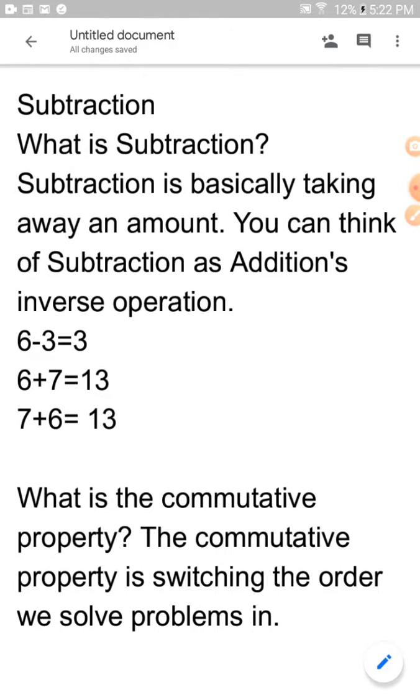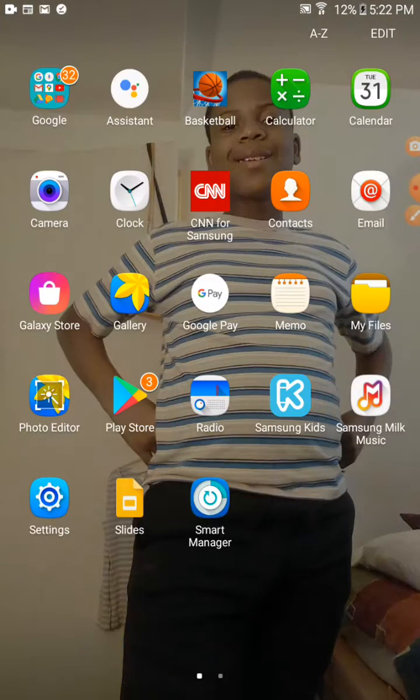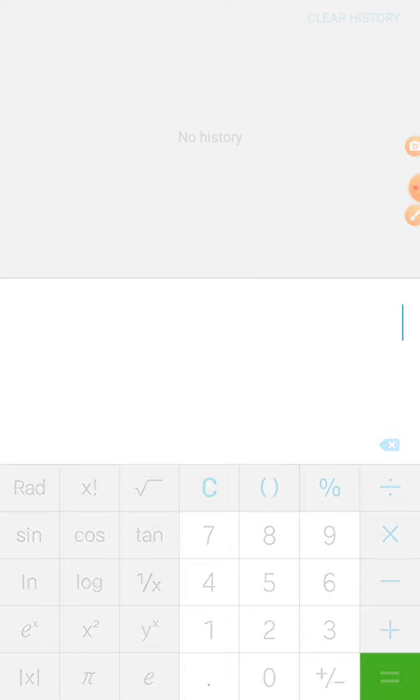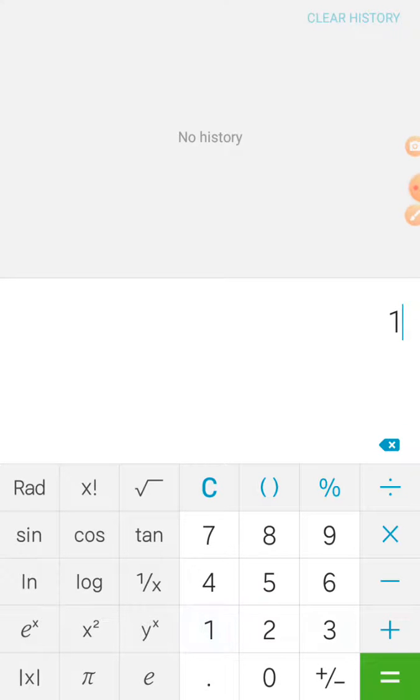In fact, if we go to our handy calculator and do 13 minus 10, you see that we get 3. But 10 minus 13 is not the same as 13 minus 10. If we enter that in the calculator, we get -3, which is not a whole number, which is not acceptable. So, order matters in subtraction. And for addition, it doesn't matter.